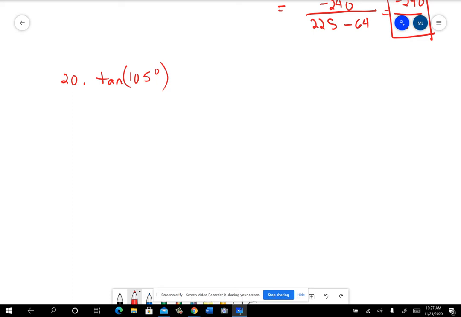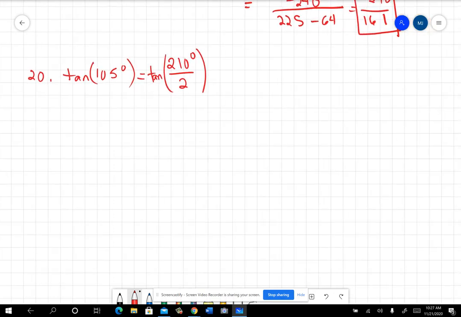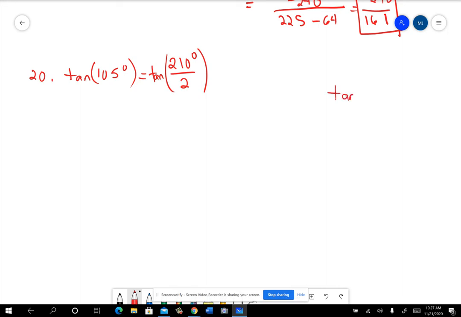So the half angle formula has you think about this. So we could think of 105 as being 210 divided by 2. 210 divided by 2 would equal 105. So we could do the tangent of 210 divided by 2. So we're going to be using a half angle formula, right? So let's go find that formula.